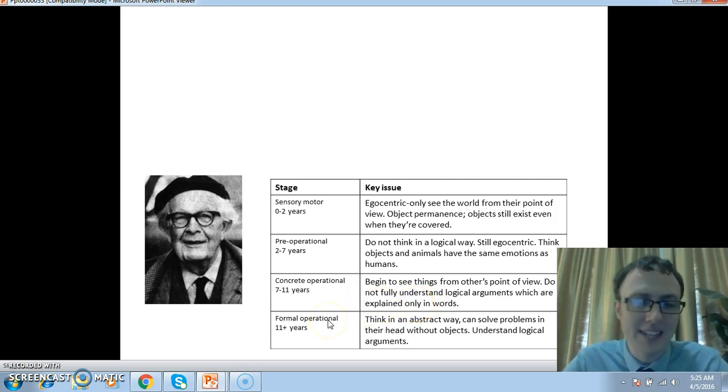But now, for the adolescent stage, it's called the formal operational stage, 11 plus. They can think in an abstract way and can solve problems in their heads without objects. They understand logical arguments, okay? So the example I gave you, trying to work out who is the tallest of those different people, is an example of a skill an adolescent can do in their head.